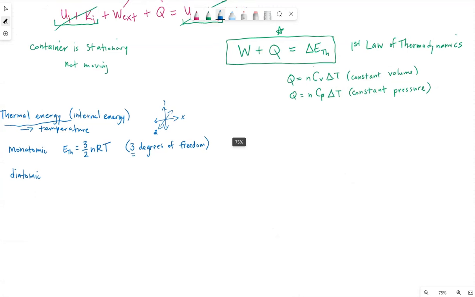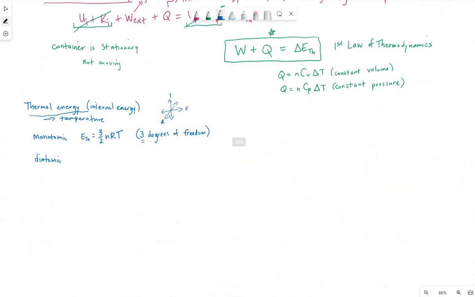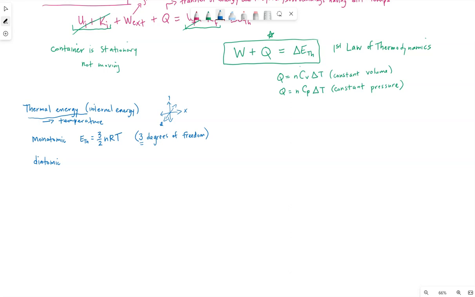In terms of this first law of thermodynamics, we would say delta E thermal is equal to 3/2 nR delta T. The thermal energy or internal energy changes if the temperature changes. This is specific for a monatomic gas. A diatomic gas, where we have 2 atoms bound together, ends up with 5 degrees of freedom.